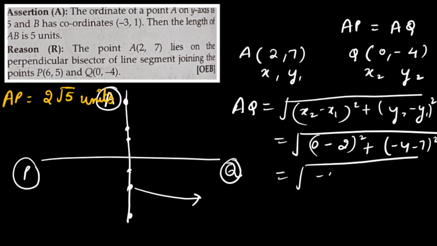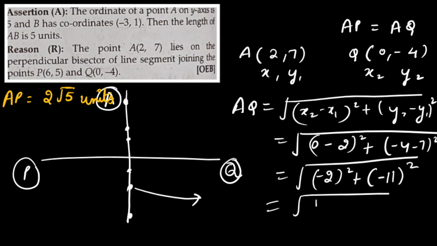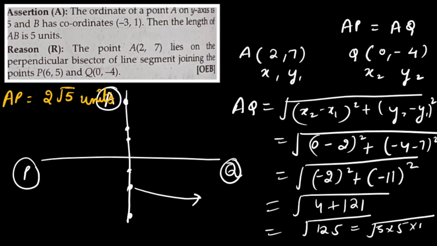So 0 minus 2 is minus 2 squared, plus minus 4 minus 7. Minus with a negative sign, so 4 plus 7 is 11, so negative 11. The square of a negative is always positive. So minus 2 squared is 4 and this is 121. So here we'll get 125. 125 if you factorize it is 5 into 5 into 5. So two 5s you can take out as one 5, so 5 root 5, with one 5 inside.